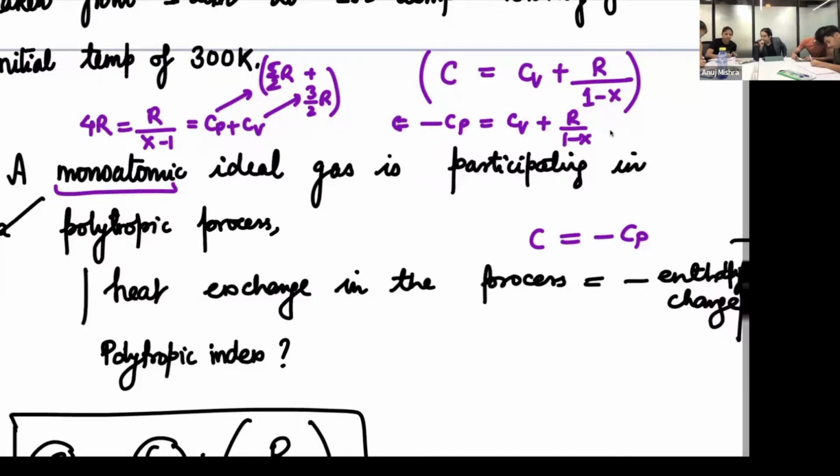How will you do it? So you can replace the value of CV as 3R by 2. Then the question is find out x. Heat exchanges.